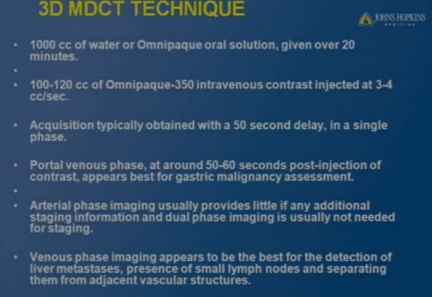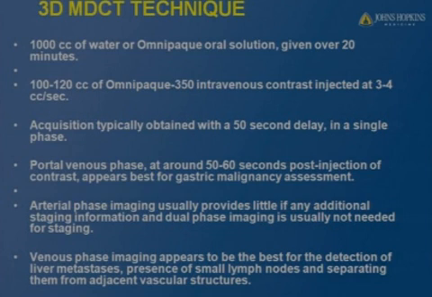Then we can follow this using 1,000 to 1,500 cc of water or Omnipaque oral solution that is given over 20 minutes. A high rate of contrast injection, 3 to 4 cc per second of 100-120 cc of Omnipaque 350. The acquisition is typically obtained within a 50-second delay in a single phase. That also corresponds to the portal venous phase, which is about 50 to 60 seconds post-injection, and that happens to be one of the best sequences for assessing the gastric malignancy.